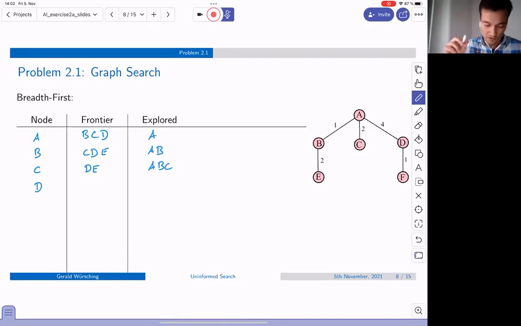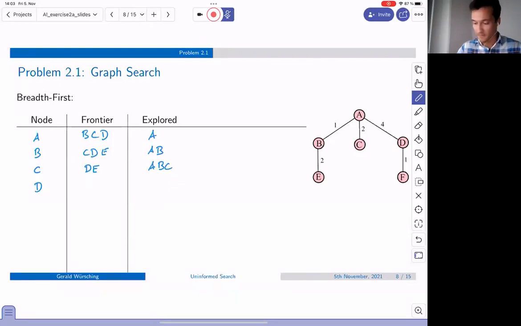So basically, how does our frontier look? Somebody asked why we are not keeping track of the costs. First of all, we don't keep track of the costs because we don't look at costs in BFS. Somebody also asked why for node B the frontier includes D. For B, the frontier includes D because we obviously have to keep the frontier from the previous step.